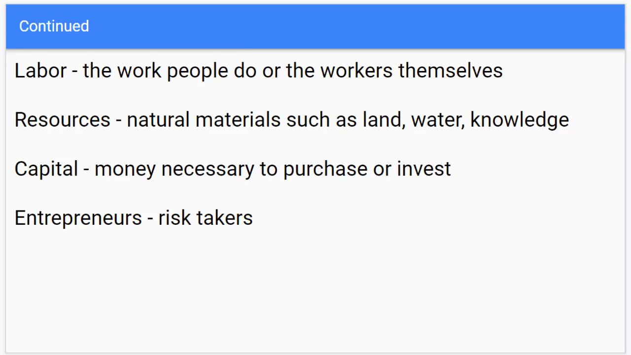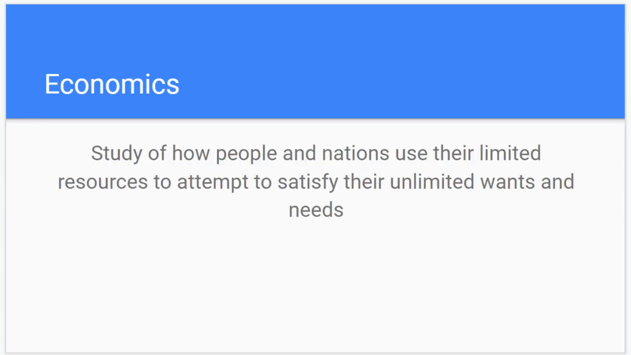So in this section, we're going to be reading and discussing about how this economics, or the study of how people and nations use their limited resources, are going to be affected by the government in certain ways. So how is it going to make it a better or a worse situation for some?